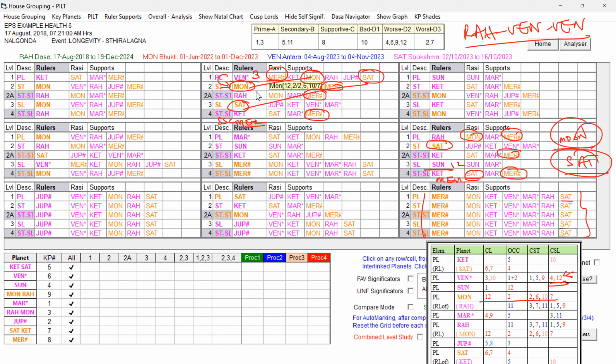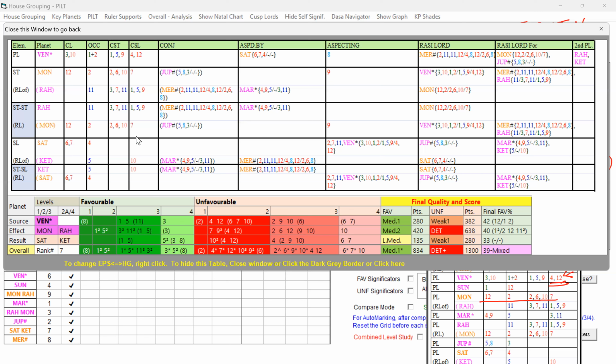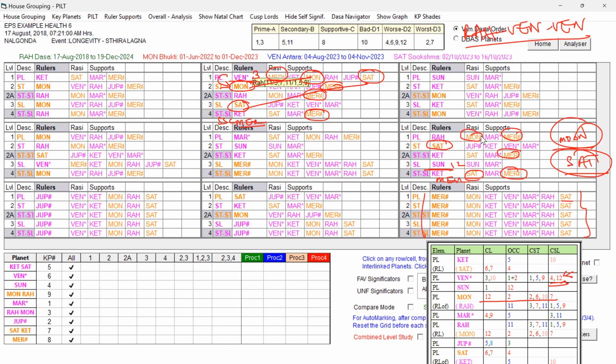Whenever you have any doubt, just double click on this planet. You can see that the EPS table will appear. You can see the strong signification of unfavorable at the star level, and at the 2A level also Rahu representing Moon. The sublord is Saturn, it is unfavorable, and so that makes the destiny of that Bhukti Lord unfavorable for the longevity. When the Dasa Lord has already given the green signal for the unfavorable key planets, whenever Rahu is playing a role, it is indicating unfavorable signification.